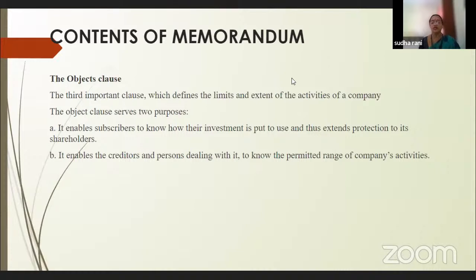Object clause. The third important clause is the object clause. Every clause is important, but this is the main clause, because based on the objectives mentioned, the company is going to perform its functions and design its structure, and based upon it the stakeholders are going to come forward to invest in the business. The object clause has various objects, like primary objectives and secondary objectives.